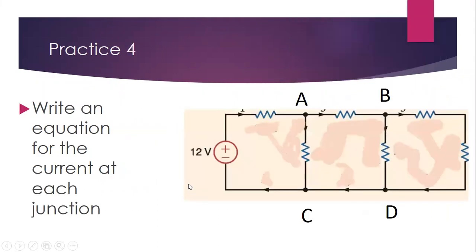All right, so let's look at this one. Write equation for the current at each junction. So we have 4 junctions, A, B, C, and D. Right, so we're the same idea again. Let's pick a color. We'll do green. Okay, so the first current leaves here and goes this way. This is I1. When I1 hits A, we're going to get an I2.